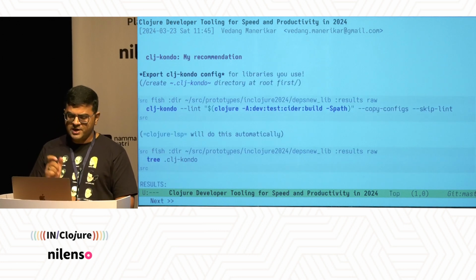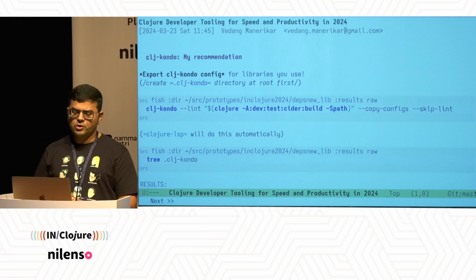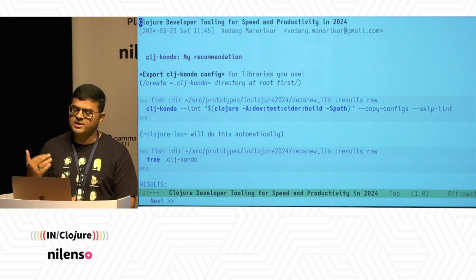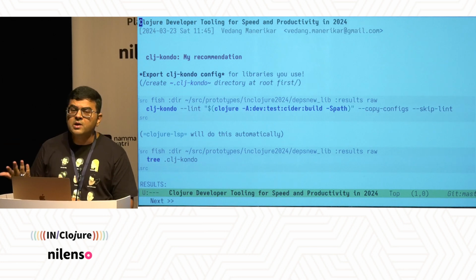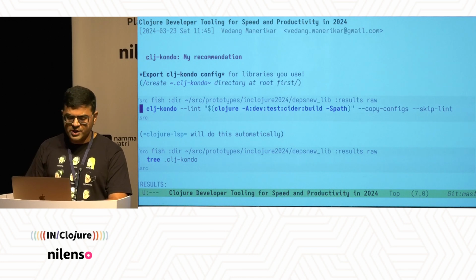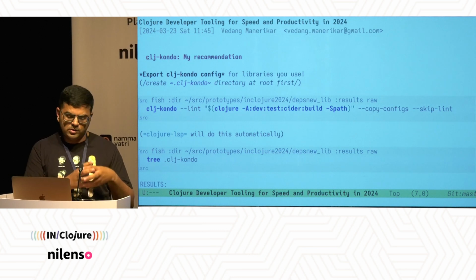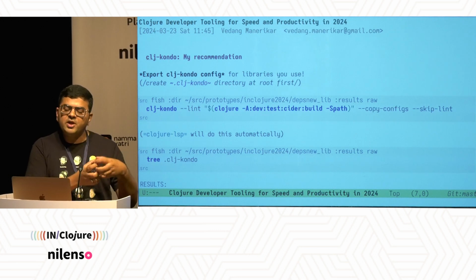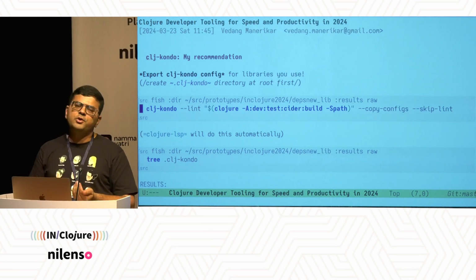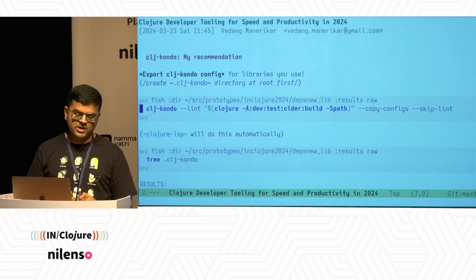So I have a few recommendations for these tools. For clj-kondo, my main recommendation is that please export the clj-kondo config of the libraries that you're using. clj-kondo provides a way to do this, which I have shown here. Essentially, if you run this particular command, you are going to get all the configuration that library authors have written into your own project, so that whenever you're using their macros, they are linted properly and your editor can tell you if you have made a mistake or not.